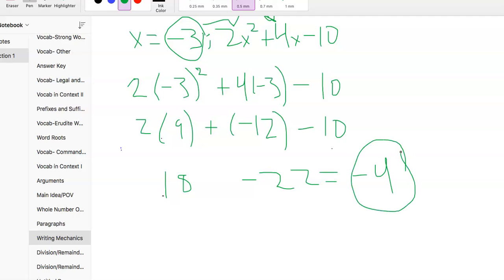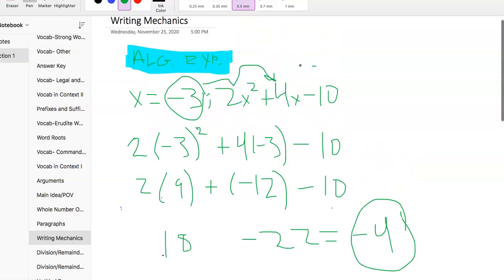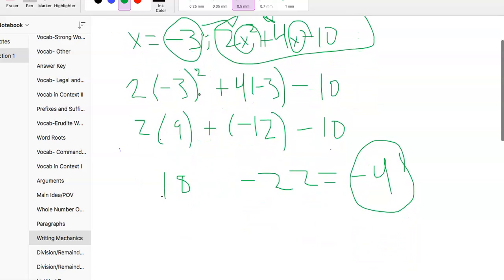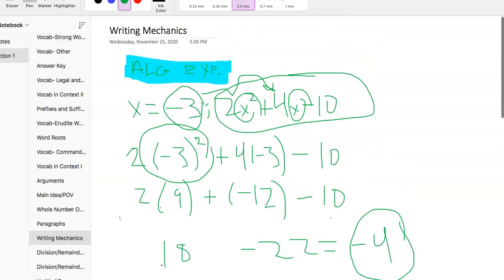Hopefully that all made sense and I didn't do it too fast. But all we really did was plug in the -3 where the x's were up here. We just plugged in -3 for x, and -3 for x. We had to square -3 to get to 9. And then the rest was simple multiplication and some subtraction at the end. That's plugging in, that's how that one works.